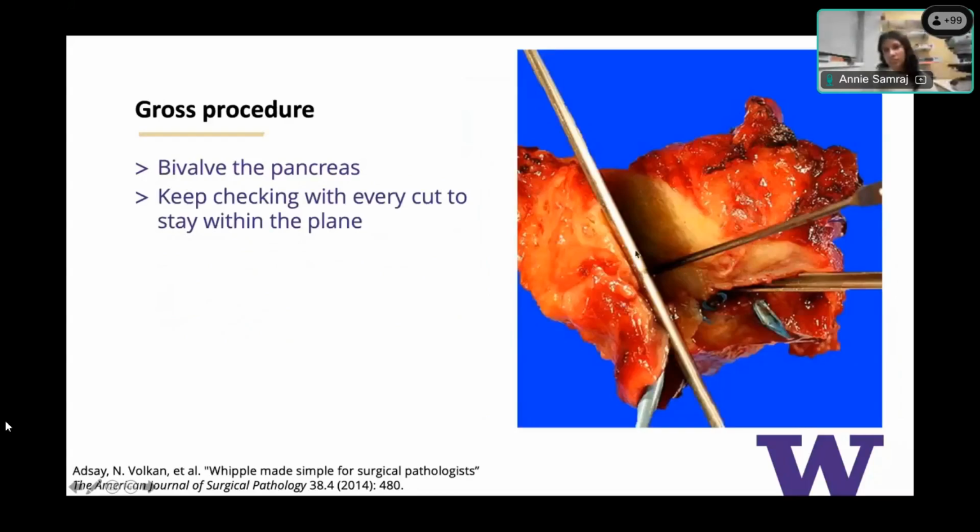So here in this cut, for example, you can see that it's following this probe here. This is the probe through the pancreatic duct. And then this probe here, so here you can see this blue stent. Do you see how this blade is not going through that? Do you see the lumen of the bile duct stops here? So here the grosser would have to take out the blade and try and find the plane again. So it's important to keep checking with every cut to stay within the plane.